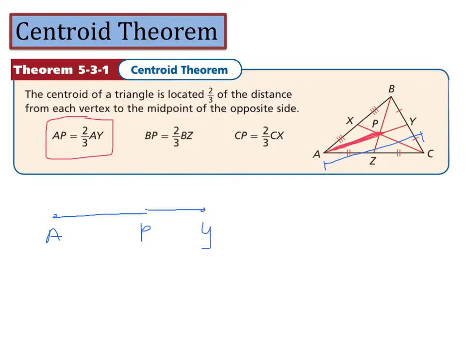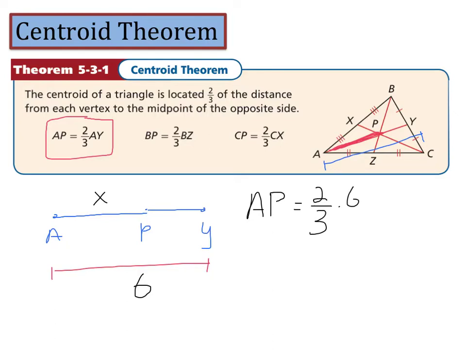So what this means is, if I told you that AY was 6, and I wanted to figure out what AP was, I know that AP has to be 2/3 of 6, or AP needs to just be 4. Which makes sense because 4 is 2/3 of 6. And this is the centroid theorem.